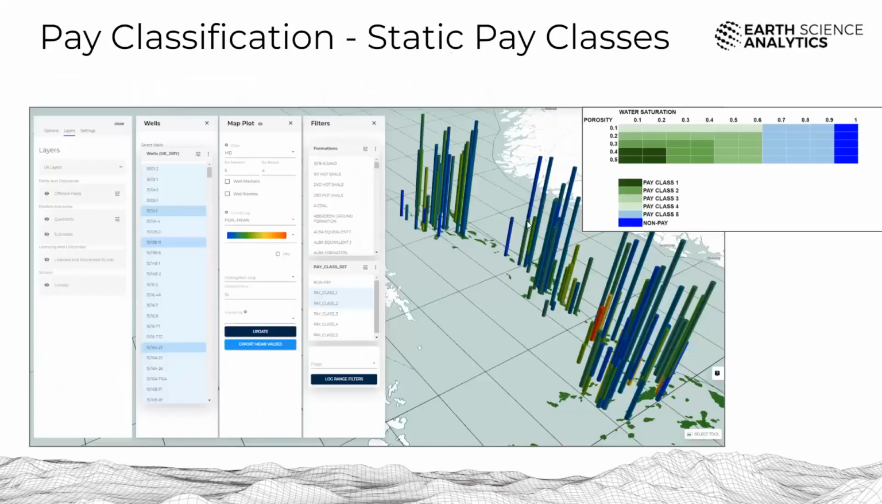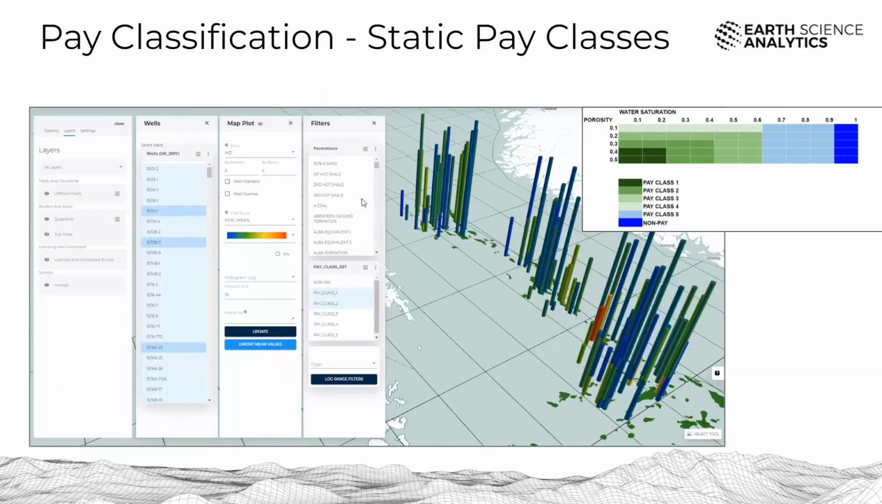So once we have those curves in place, we are now in the game of classifying pay. What we've done here is what I call static pay classes. I've taken the water saturation values and the porosity values and applied different cutoffs to give pay class 1 through to 5 and a non-pay class.